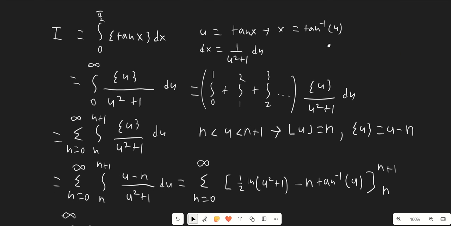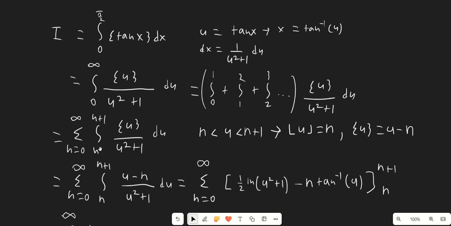So the first part is just doing some simple integration. Tangent of x is not very fun to deal with, so we're going to sub u equals tangent of x and convert this into a rational function, as you can see right here. Then, in order to better use the fractional part function, we're going to separate this into the integral from 0 to 1, plus the integral from 1 to 2, plus the integral from 2 to 3 of our integrand, which ends up being the sum from n equals 0 to infinity of the integral from n to n plus 1 of the fractional part of u over u squared plus 1 du.